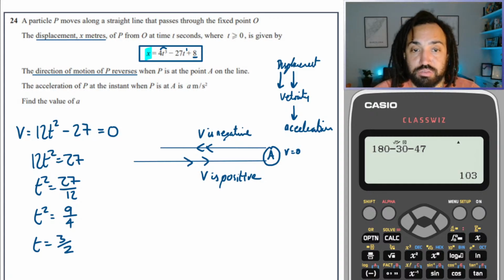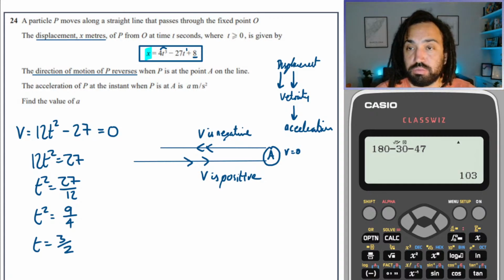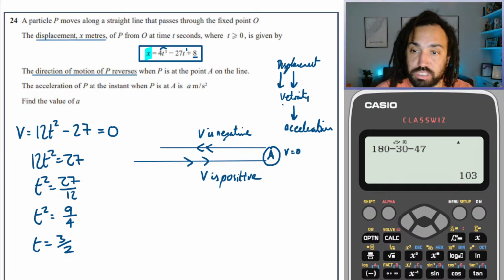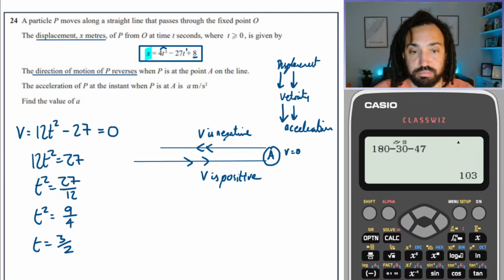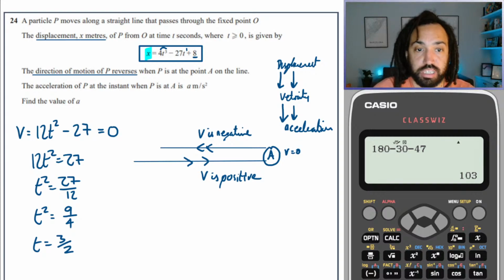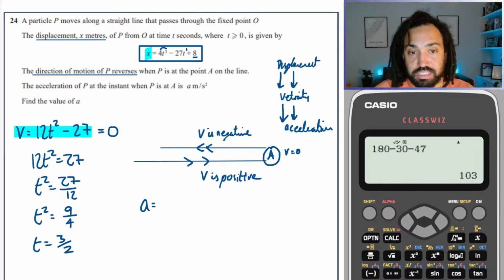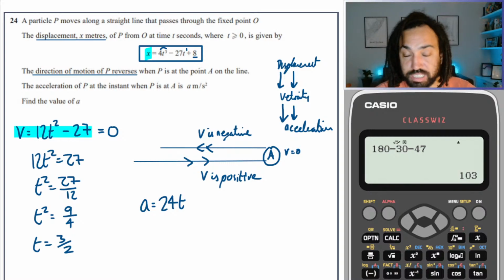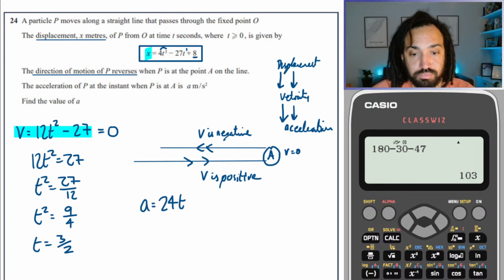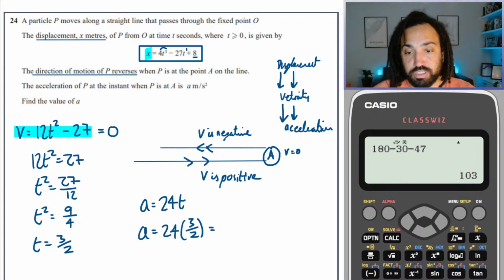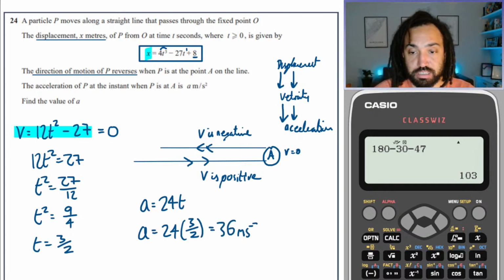And it's asking us for the acceleration at that particular point. Well, how do I find the acceleration? Well, I take the velocity and I differentiate it. The velocity we know is this. So if I differentiate that, I get a is equal to 24t. That's it, just 24t, because the constant minus 27 differentiates to 0. And I'm looking for the acceleration at a particular time, and that's the time we found just before. So this is going to give me 36, and that's meters per second to the minus 2.